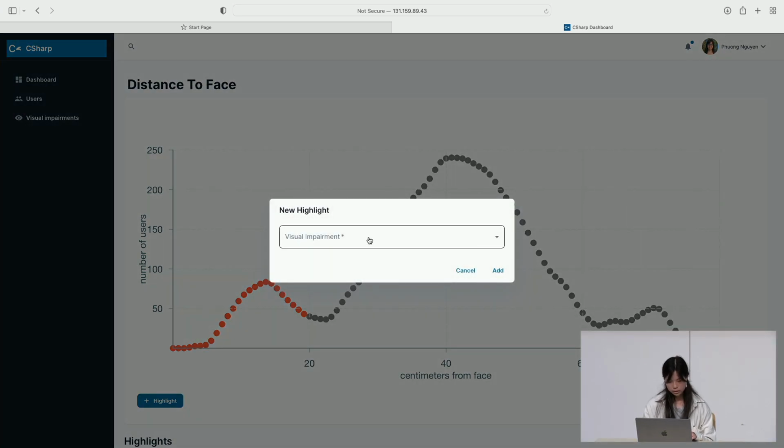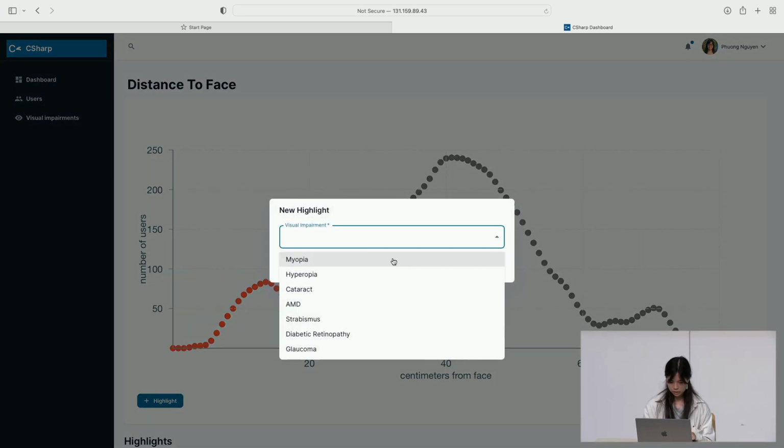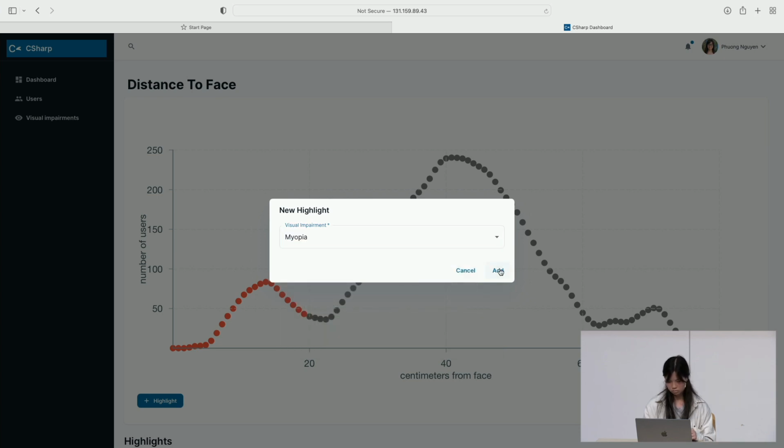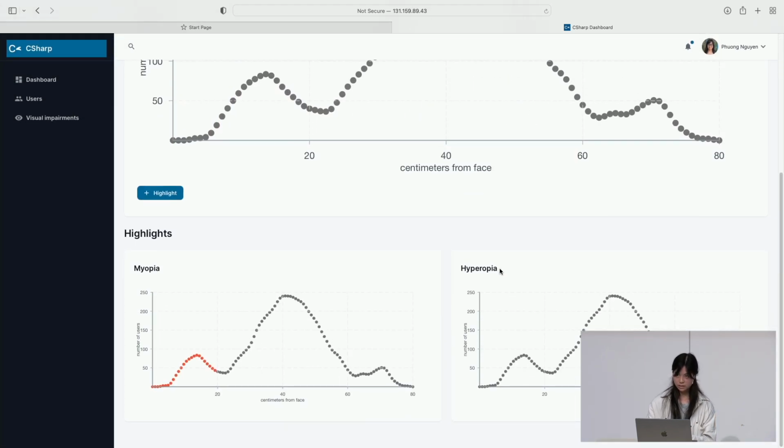For the visual impairment, we select myopia, which is the medical term for short-sightedness. And done. Now the system should assign a higher probability for myopia to users who hold their phone less than 20 centimeters away from their face. And to see how Fong's analysis can help Carl improve his vision, please have a look at our trailer.